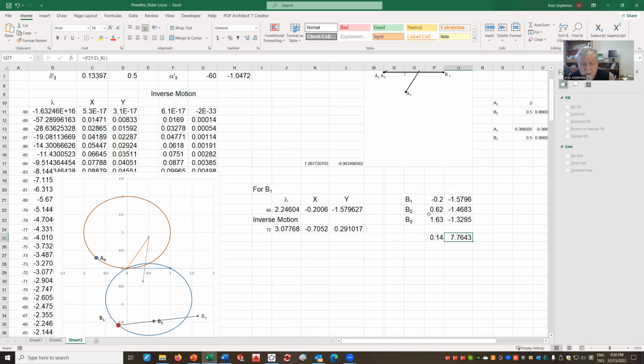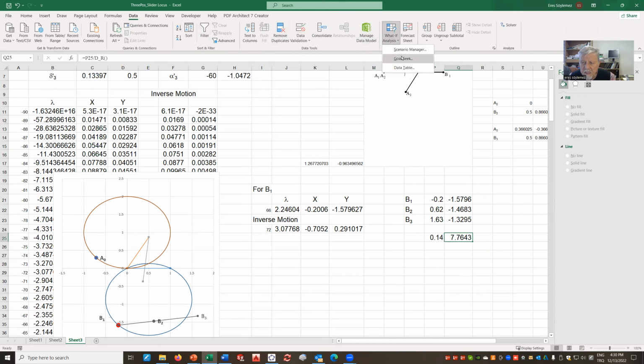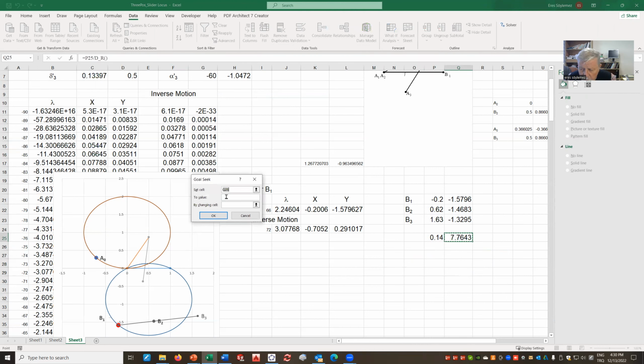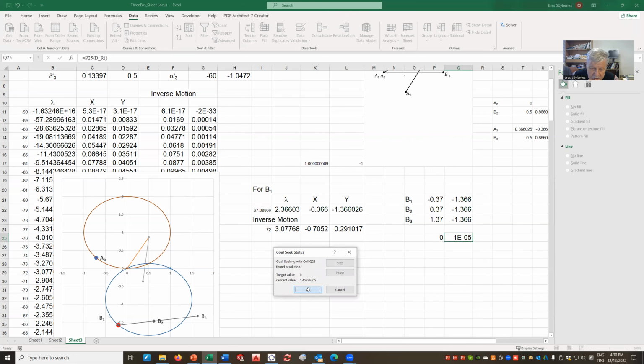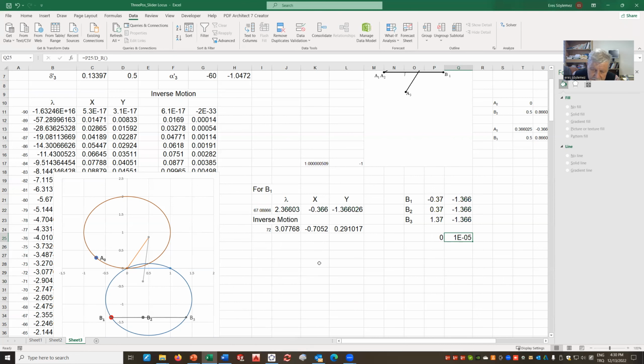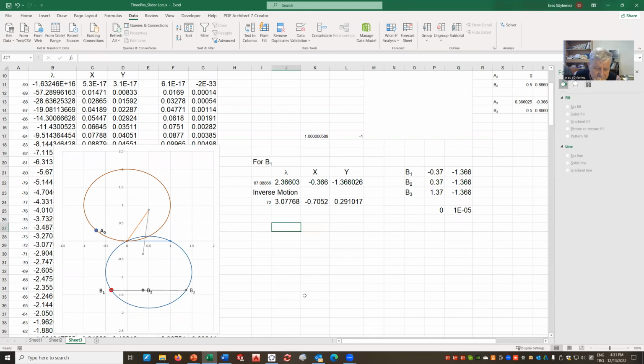Now what we can do is go to data, what if analysis, goal seek. I want that angle to be equal to 0 by changing the parameter, this value of angle, 66 degrees. Click OK. Now you can see that that angle has to be 67.088 degrees for this line to be horizontal.